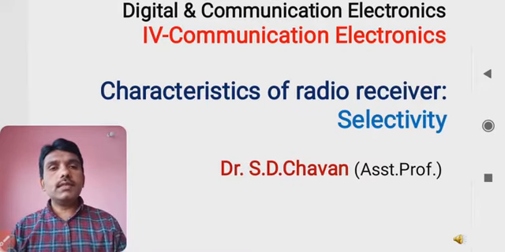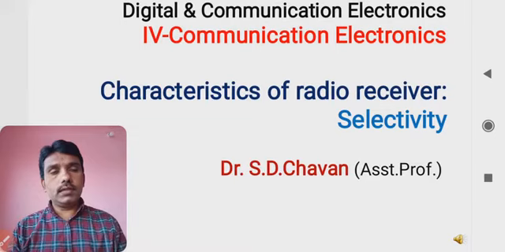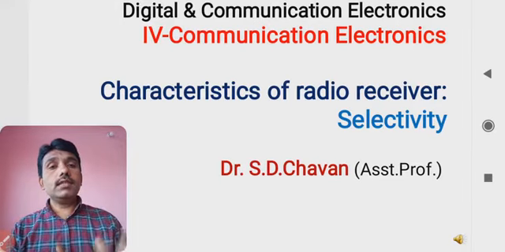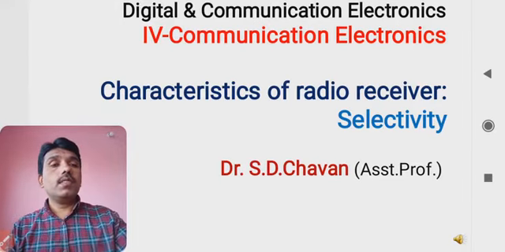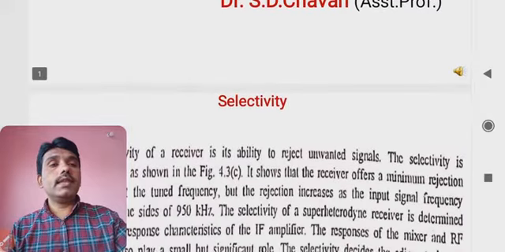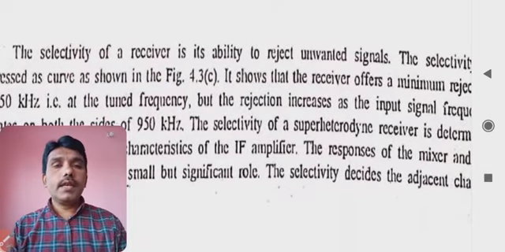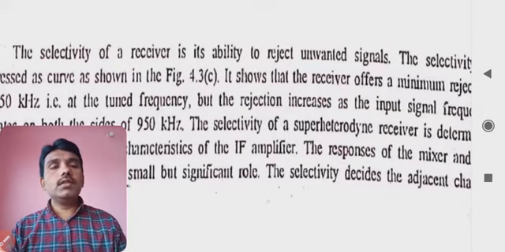While selecting a signal, we select a fixed frequency and reject the other frequencies. That is why selectivity is important: it does two jobs, selecting a fixed suitable frequency and rejecting the unwanted frequencies. So this is exactly what selectivity is. Selectivity of a radio receiver is the ability to reject the unwanted signal, as I told you.